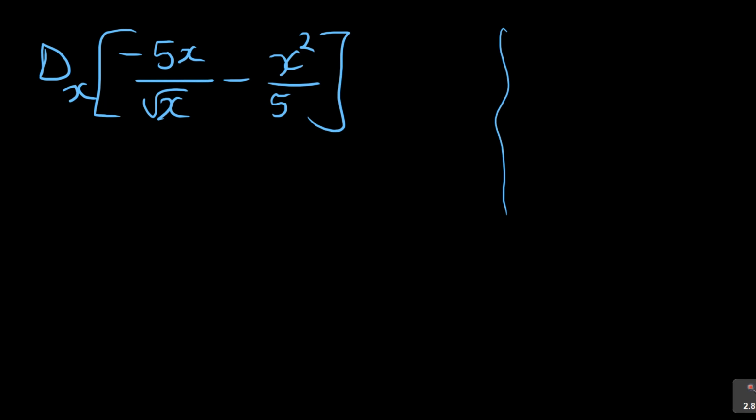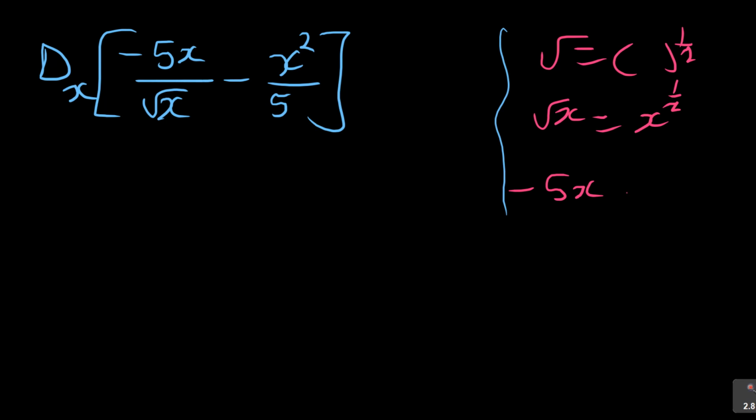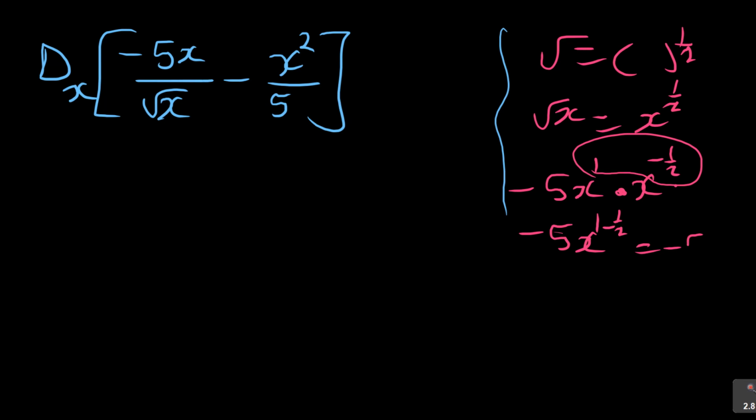Now, quick one, because I don't want to do much here. When you look at the bottom one here, remember, square root means to the power half. So square root of x is equal to x to the power 1 over 2. You agree with me? So it will be minus 5x times, if I take it to the top, x to the power negative 1 over 2. When you solve this, it's minus 5x to the power 1 minus 1 over 2. Laws of exponents, you add, which is minus 5x to the power 1 over 2. That's what they needed there.